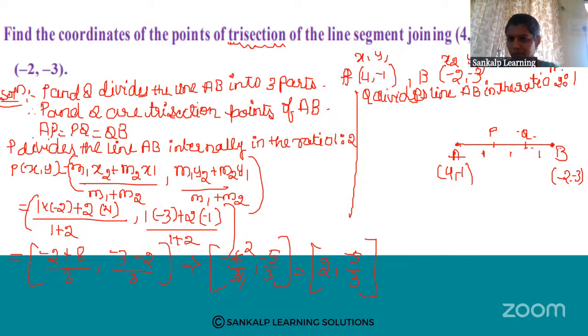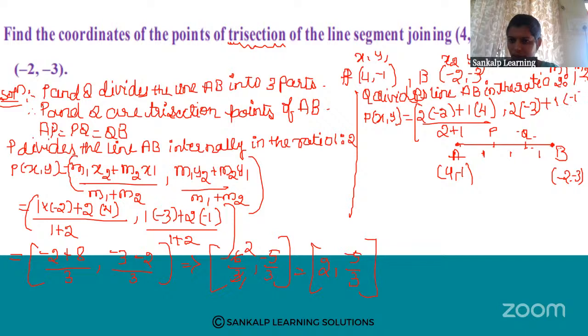So this is M1, this is M2 and these two are X1, Y1, X2, Y2. Now use the section formula, that is M1 X2. M1 value is 2 here and X2 is minus 2 plus M2, that is 1, X1 value is 4, divided by 2 plus 1. Now, M1 value is 2 and Y2 value is minus 3 plus 1 into Y1 value is minus 1, divided by 2 plus 1.